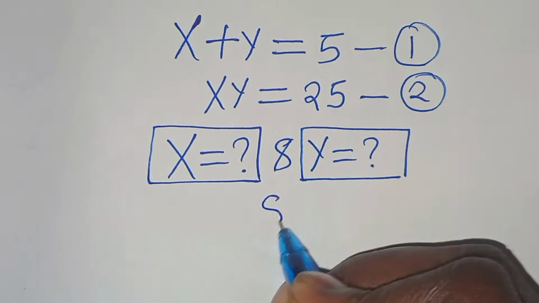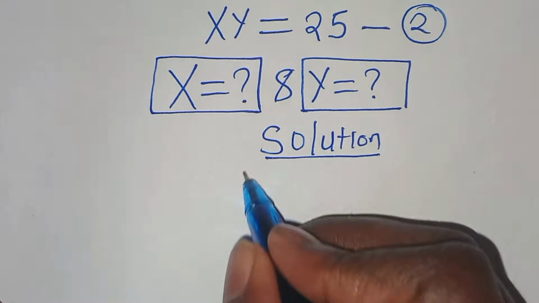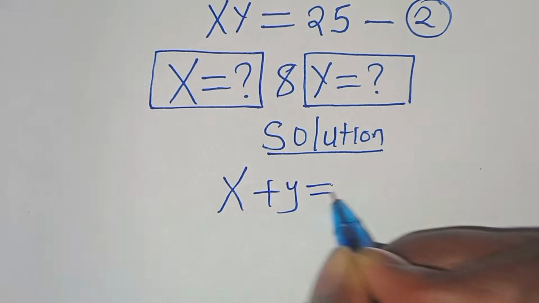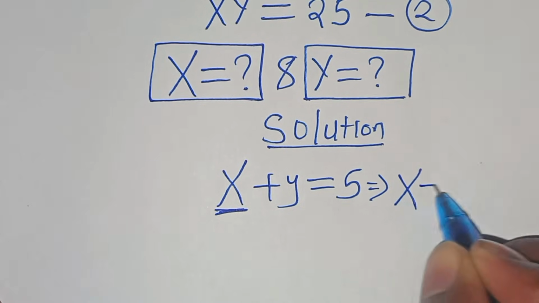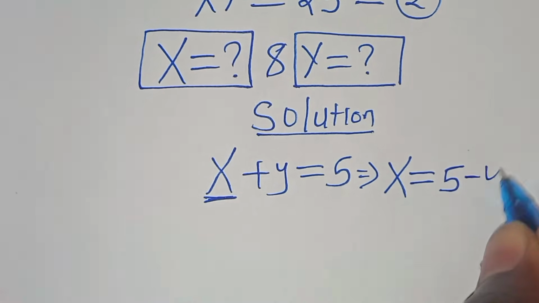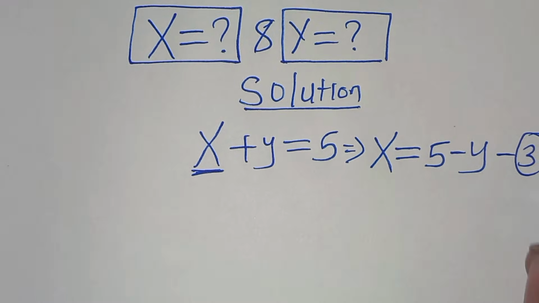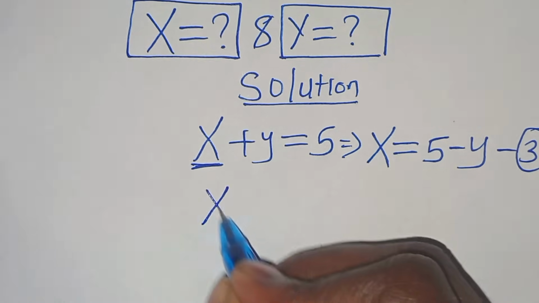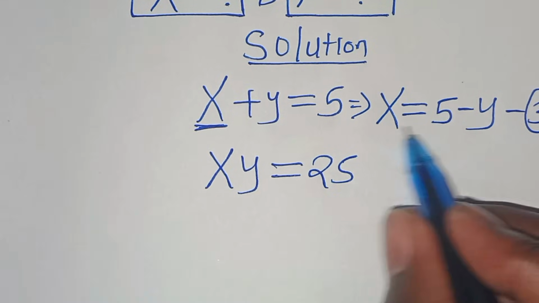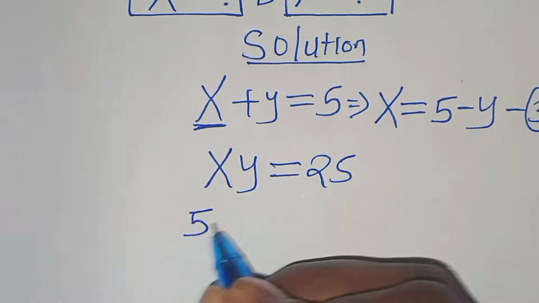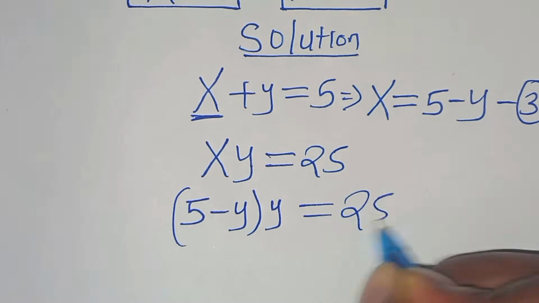Now let's provide a solution from here. From equation 1, which is x plus y, this is equal to 5. Let's make x the subject of the formula so that we have x is equal to 5 minus y. Let's call this equation 3. So let's substitute equation 3 into equation 2, which is x times y. This is equal to 25. So let's substitute x so that we have (5 minus y) multiplied by y. This is equal to 25.